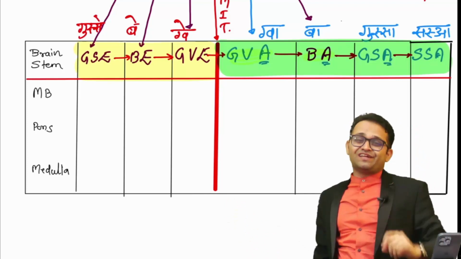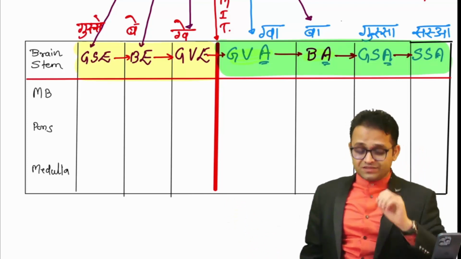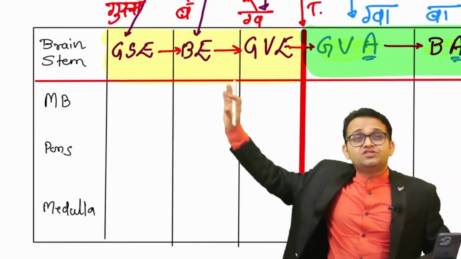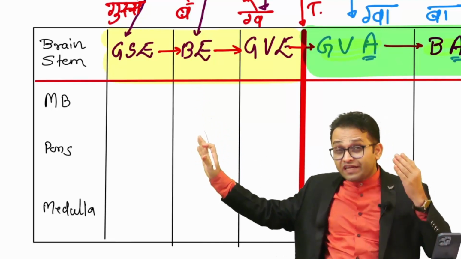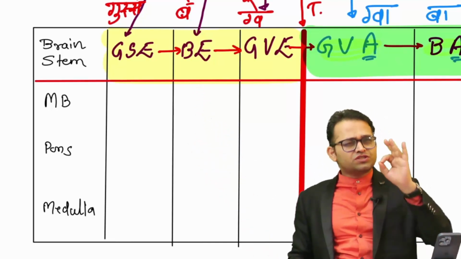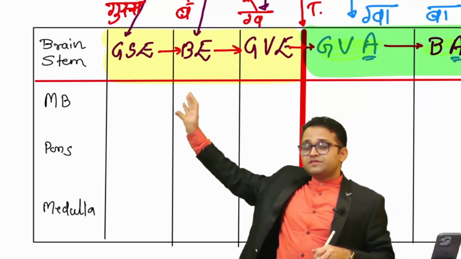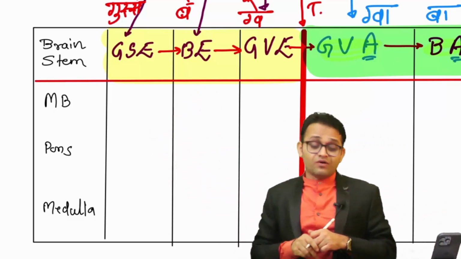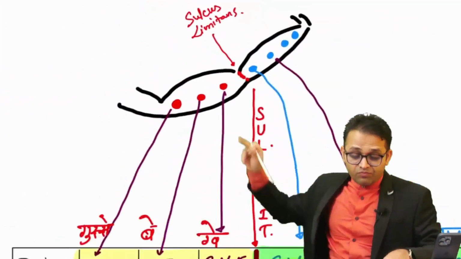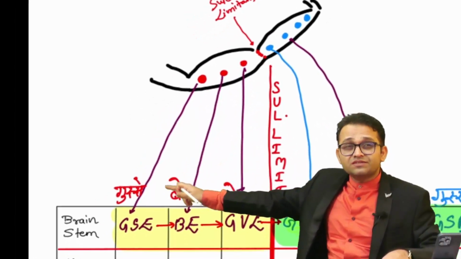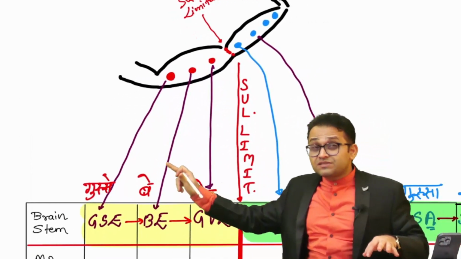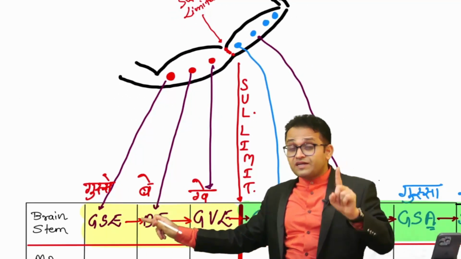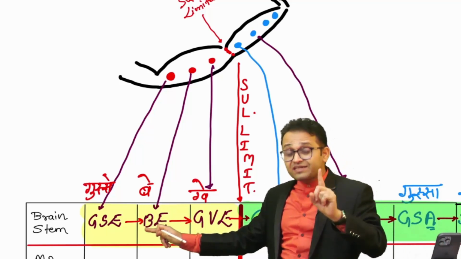Now what are the cranial nerves? Use common sense. First, general somatic efferent: which cranial nerve nuclei are located there? Just think about it. It is medial most in our brain stem. Can you see? It is medial most. It is somatic efferent, so definitely it will supply that cranial nerve.